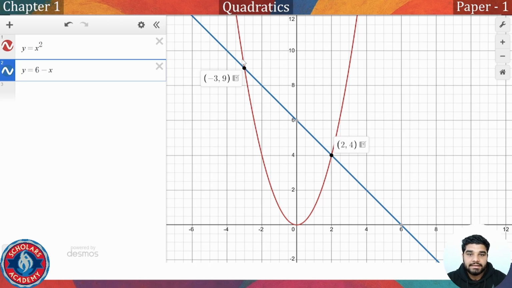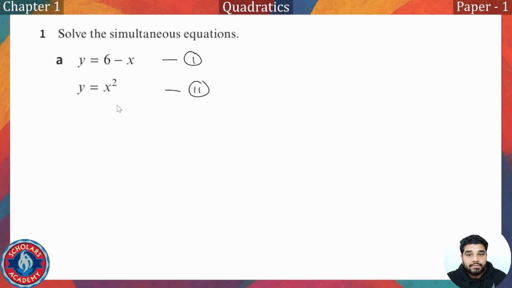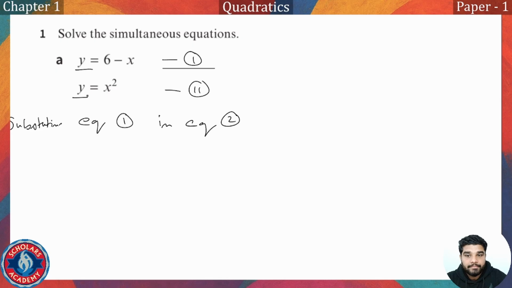Now, this is graphically. Graphically is very easy, but how will we solve it if we don't have a graph? Now, what we'll do is we'll take equation number one and substitute that in the second equation. So we have the value for y, both the y's. So we'll take equation 1 in equation 2. We are substituting equation 1 in equation 2. In place of y, we can write 6 minus x is equal to x square.